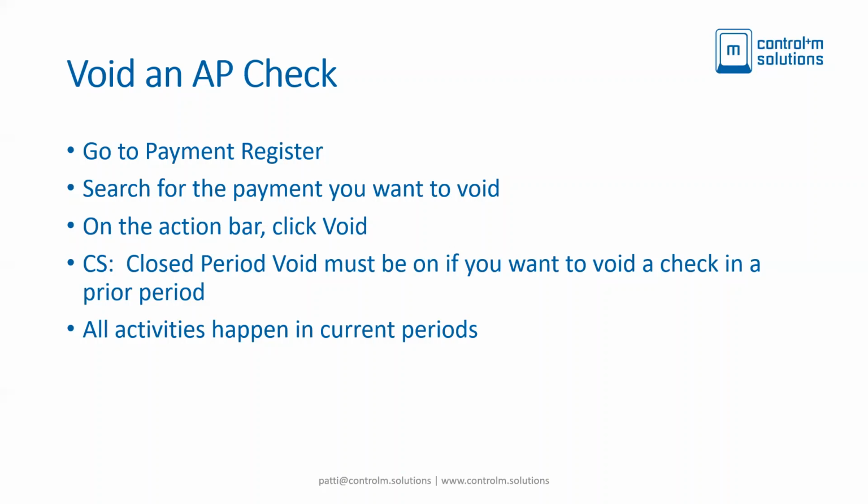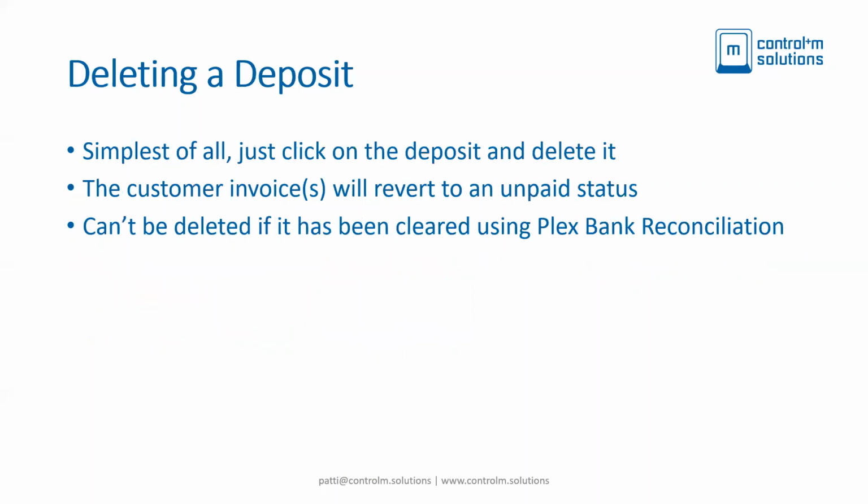So to void the check, you just basically go to the payment register, look for it, click it, and say void. And if you want to void a check that was in a closed period, there's a setting called the closed period void. It's got to be on. And all the activities happen in current period. So you're not going to throw your previously published financial statements off.